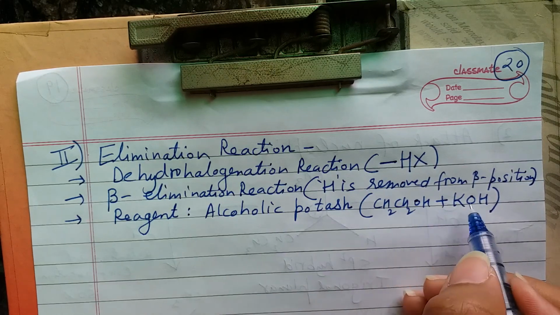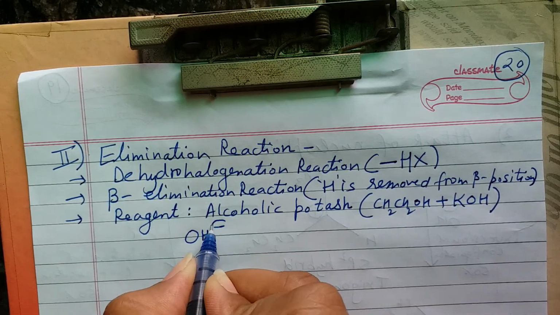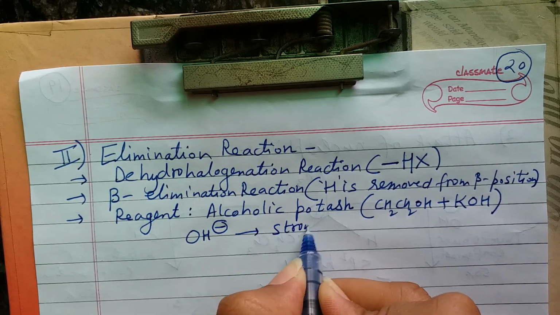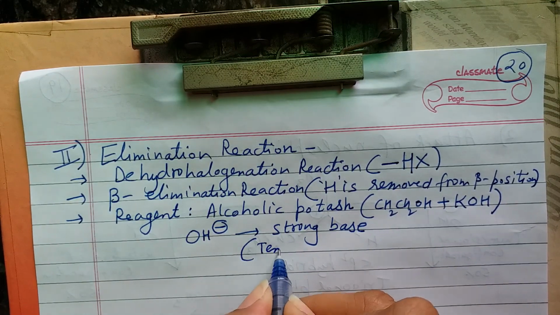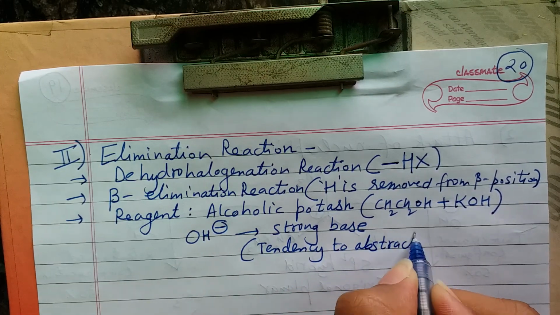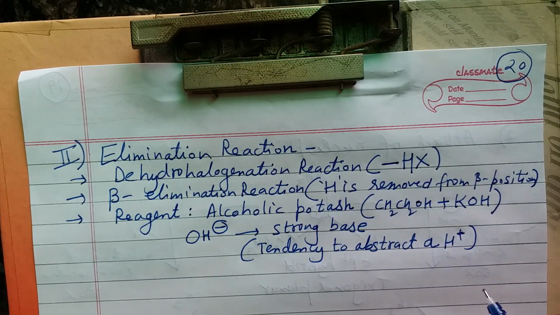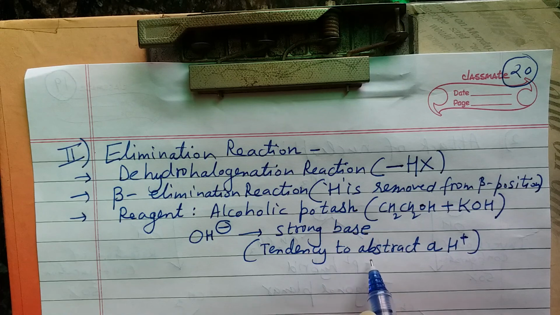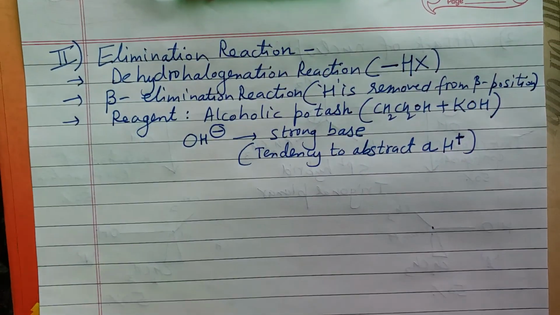What happens is when KOH is taken in ethanol, the OH minus ion which is there in KOH acts as a strong base, and bases have a tendency to abstract. Abstract means to take away. They have a tendency to abstract a proton, H plus, and that is what it will do. So OH minus in alcoholic medium acts as a strong base, and it takes away a proton, H plus. And let's see how this is going to happen here.